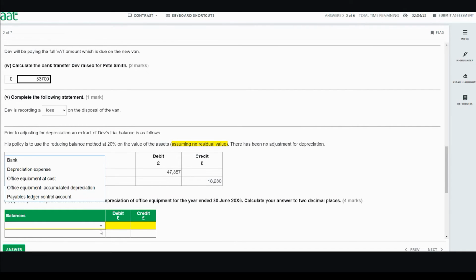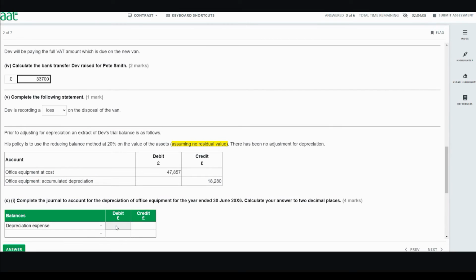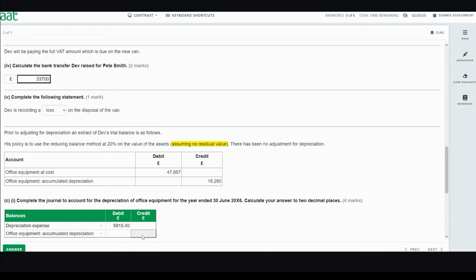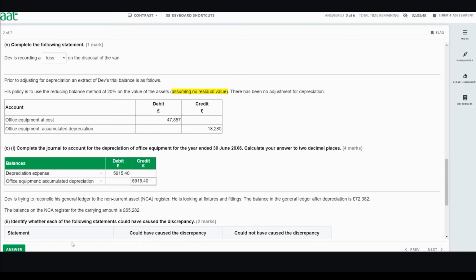Okay, depreciation is an expense, so you want to debit the depreciation expense account, and then you would credit the accumulated depreciation account for the office expenses. Okay, and that's basically that one done. So remember, we're using reducing balance. Don't let the examiners throw you off with this residual value.